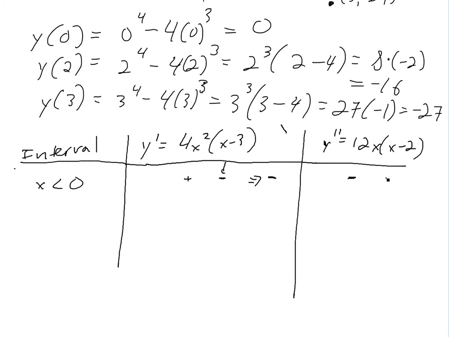And negative in x minus 2, it's also always going to be negative. So negative times a negative is going to be a positive. And I showed that a positive number is just concave upwards. So this was concave upward.